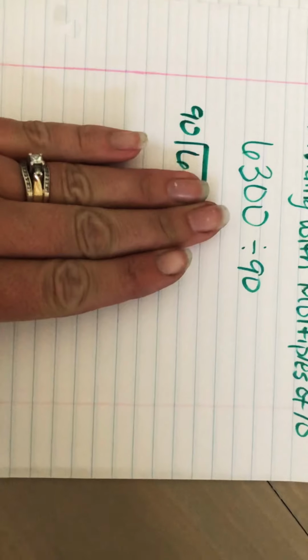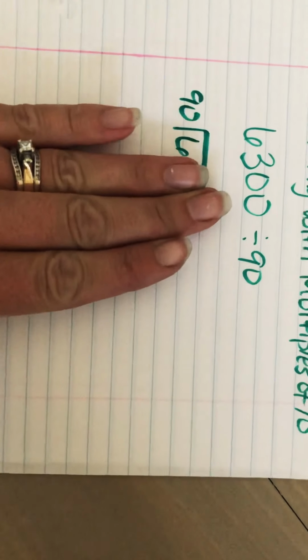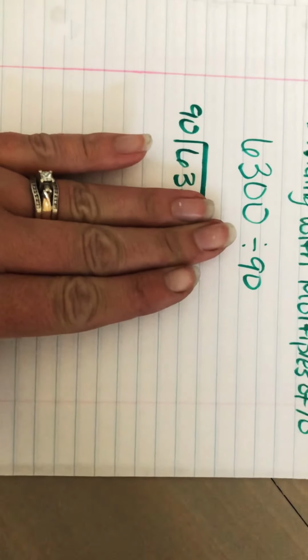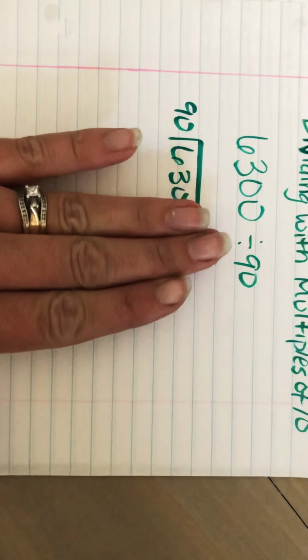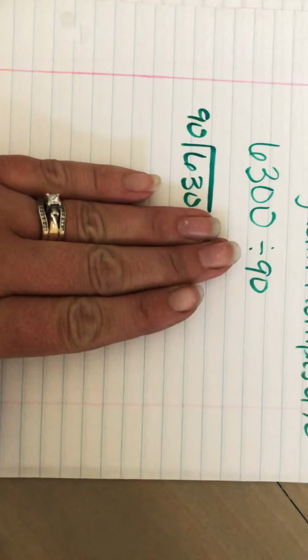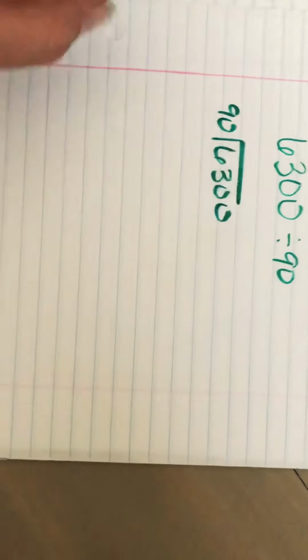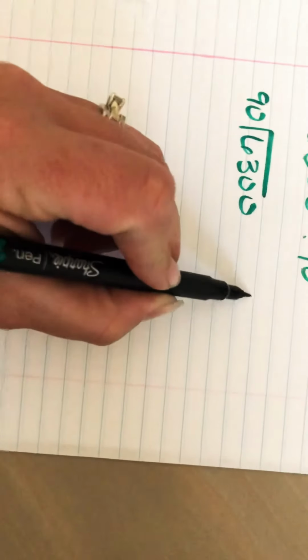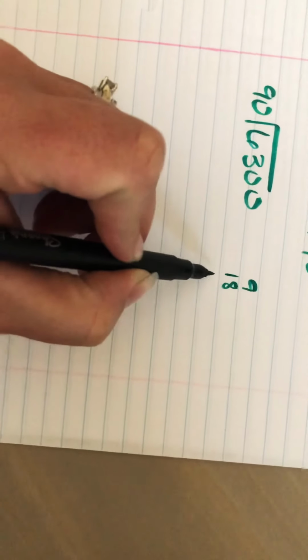Can 90 go into 6? Probably not. Can 90 go into 63? No. Okay, can 90 go into 630? Yes, we do know that 90 can go into 630. It's way bigger than 90. So your multiples of 9 are going to help you.